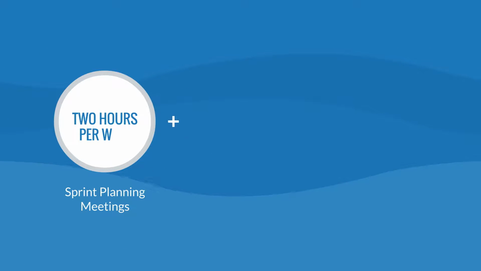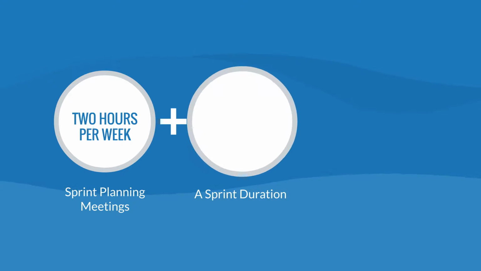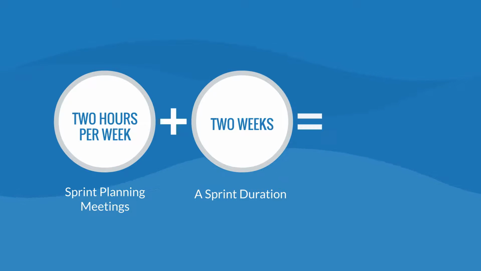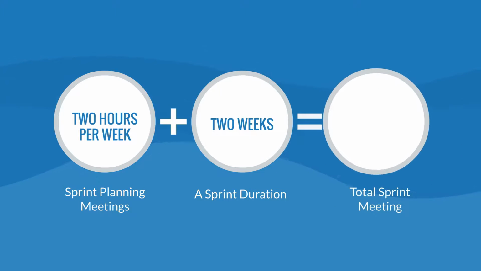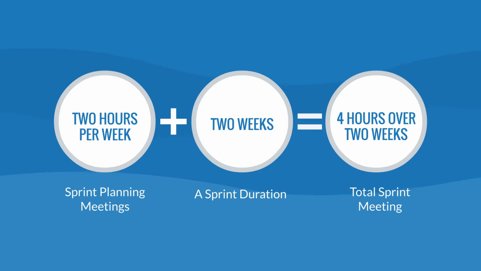Sprint planning meetings are 2 hours per week, and a sprint duration is 2 weeks. The total sprint meeting hours is 4 hours over 2 weeks.